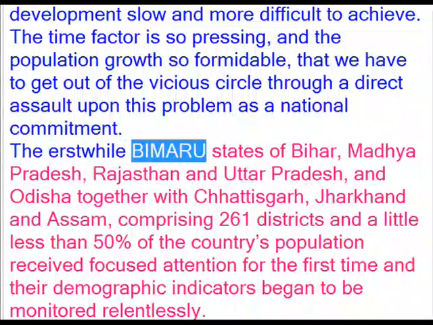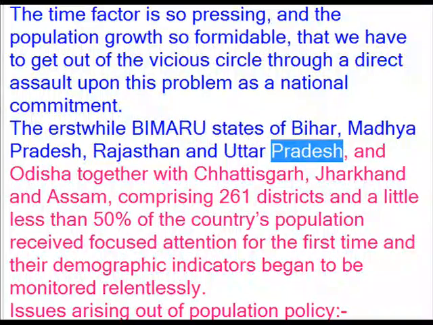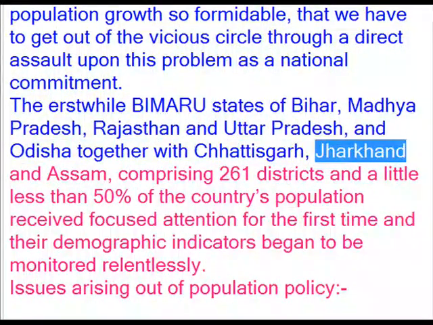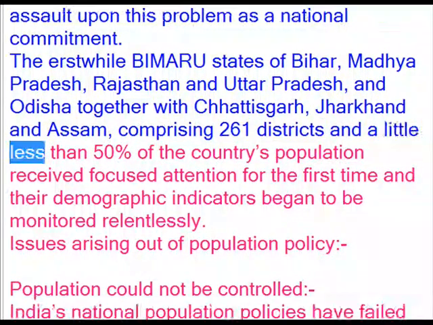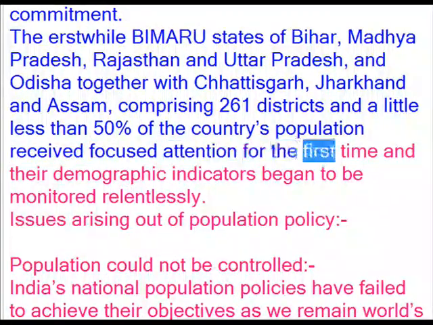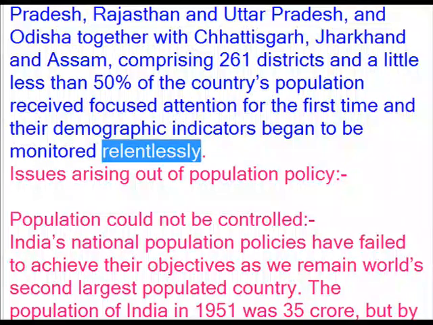The erstwhile BIMARU states of Bihar, Madhya Pradesh, Rajasthan and Uttar Pradesh, and Odisha together with Chhattisgarh, Jharkhand and Assam, comprising 261 districts and a little less than 50% of the country's population, received focused attention for the first time, and their demographic indicators began to be monitored relentlessly.